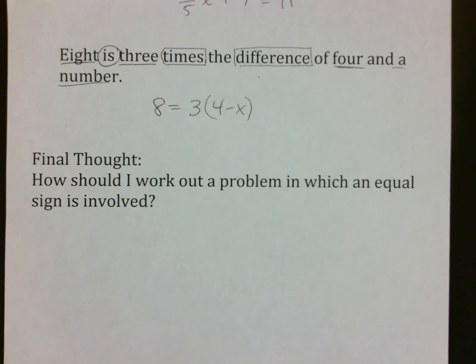So your final thought is, how should I work out a problem in which an equal sign is involved? First thing is, mark it up as much as possible. That way you can organize your thoughts. Secondly, I would take everything up to the "is" word or the equal sign portion and translate that by itself. Then put your equals and then translate everything after.